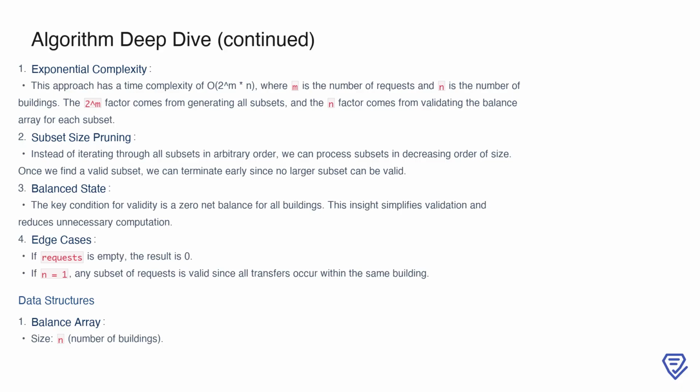The key condition to check for validity is ensuring a 0 net balance for all buildings, making the validation step straightforward. Edge cases to consider include scenarios where the requests list is empty, in which case the result is 0, and situations where n equals 1, where all requests are automatically valid since they involve only one building. These insights help refine the algorithm and reduce unnecessary computations.